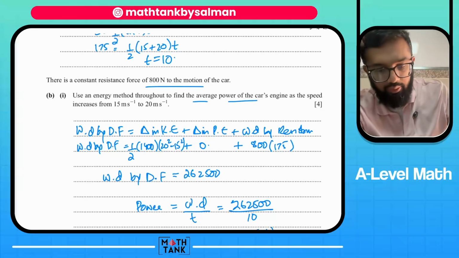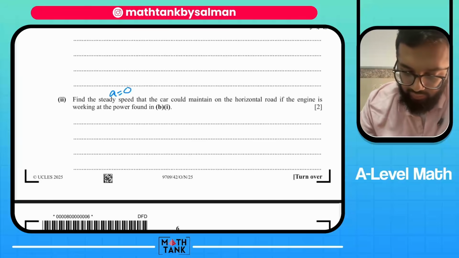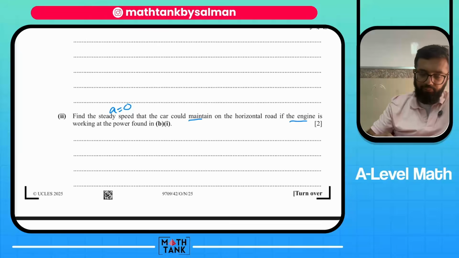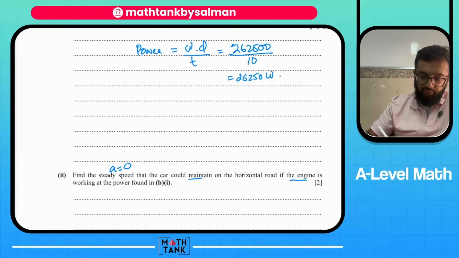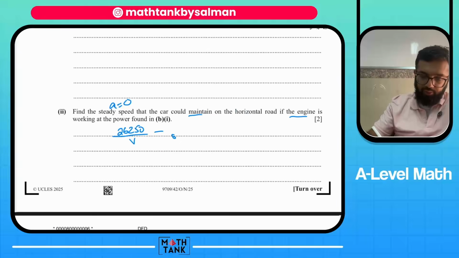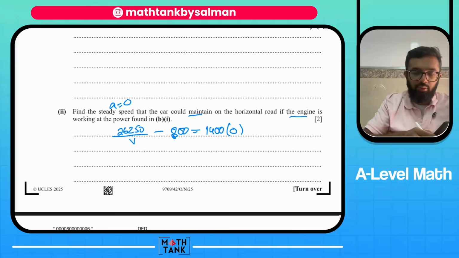Okay. So then it says find the steady speed, so an acceleration of 0, that the car could maintain on the horizontal ground if the engine is working at this power found in part. So if the power is 26250, if I divide it by velocity, that's the driving force. The resistance is 800 throughout, equals to ma. The acceleration has to be 0. Steady speed means acceleration has to be 0. So 1400 into, oh, sorry, 800, 26250 divided by 800, basically.